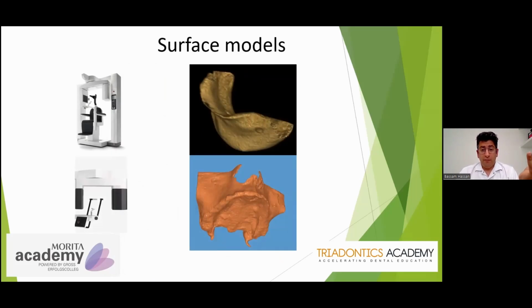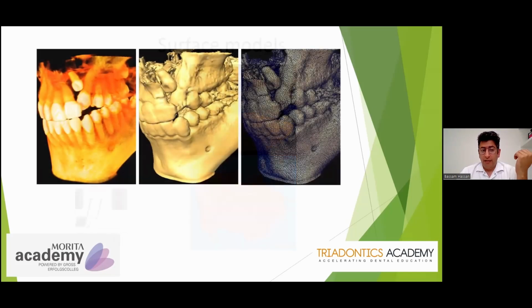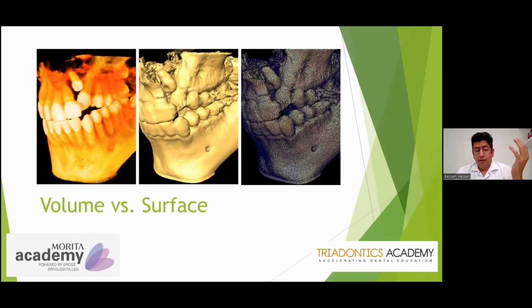But if you want to do anything with a cone beam, you need to segment the image from the volume, and you need to create a surface, and that was called the surface model. More than 15 years ago, surface models for an edentulous case were very high in quality. The problems were when we had teeth, of course.